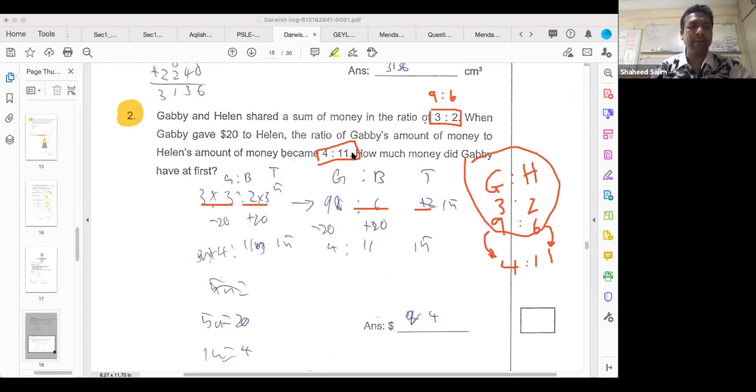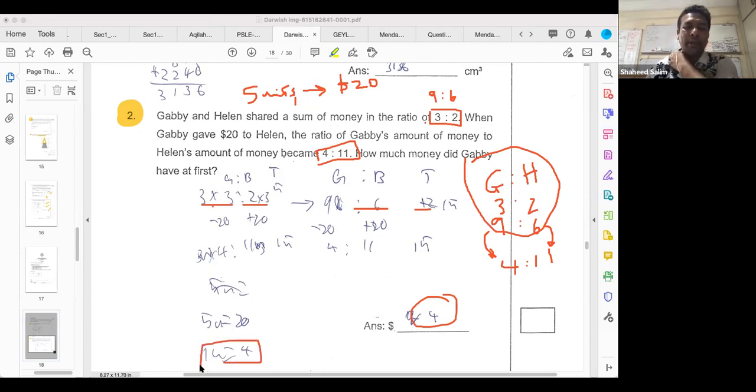Oh, correct. So what is 5 units equal to? 5 units is equal to how much? $20, yes. And 1 unit is $4. But your answer is $4. You found 1 unit. You didn't find the whole thing. They asked you, how much money did Gabby have at first? $12. You don't use the 3, you must use the 9 because you made the ratio the same already.